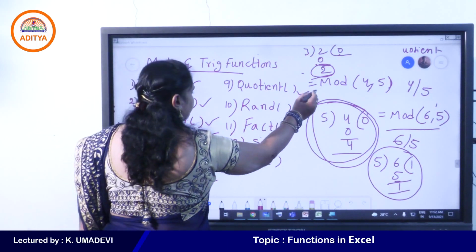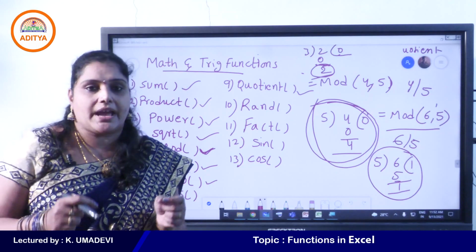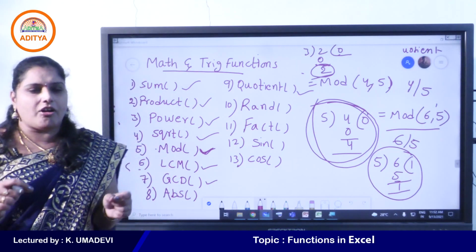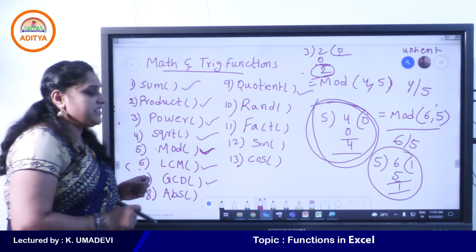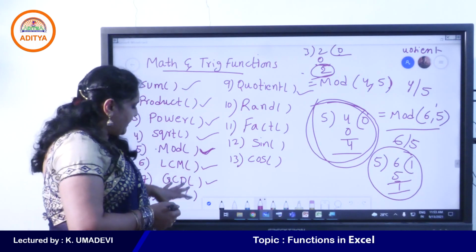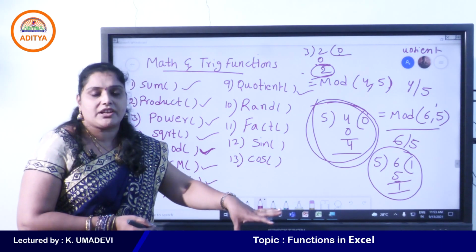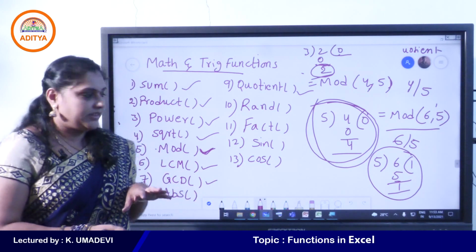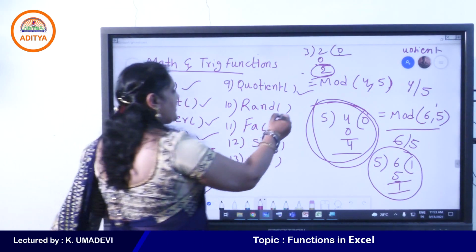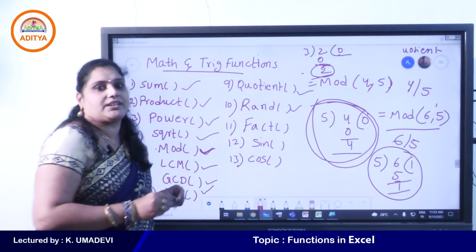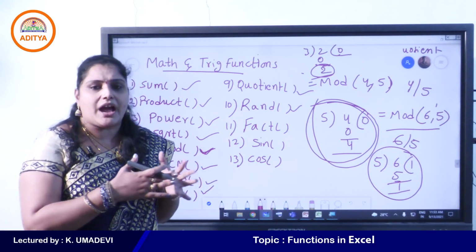Absolute. ABS always gives the absolute value, that is, it always returns the positive value. That means if you enter a negative value, the ABS function always returns the positive value as its result. Clear, students? The next one is random. RAND stands for random. It will give a random value in between 0 and 1.